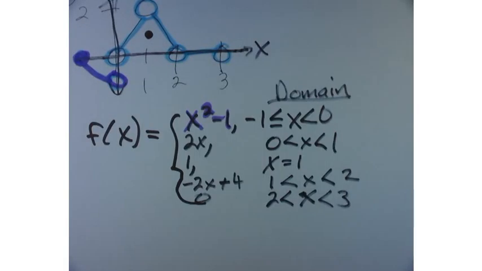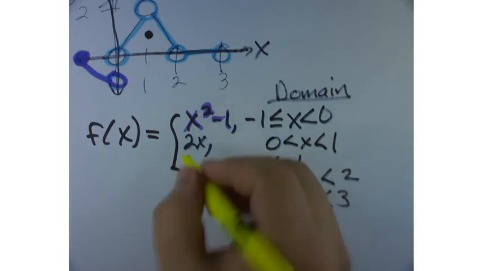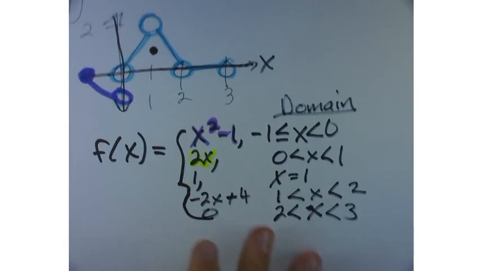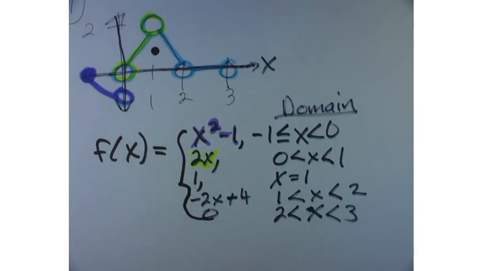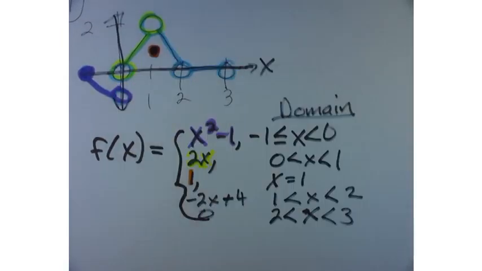Okay? Then it says, all right, that's cool. Let's go from 0. So when x is from 0 to 1, we're going to use the function 2x. And so that's going to be from here to here. Well, when x equals 1, then our y value would be 1, and so that's that portion of the function right there. And I'm running out of colors.